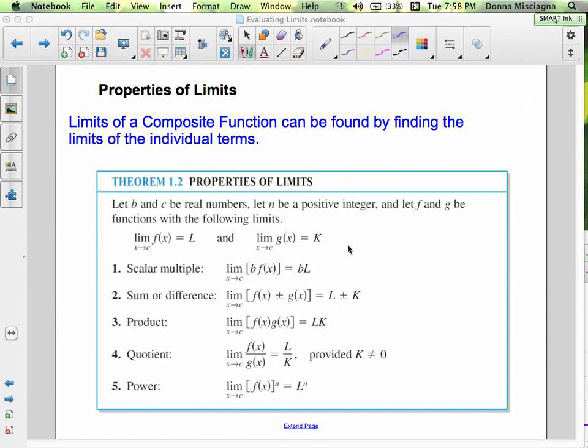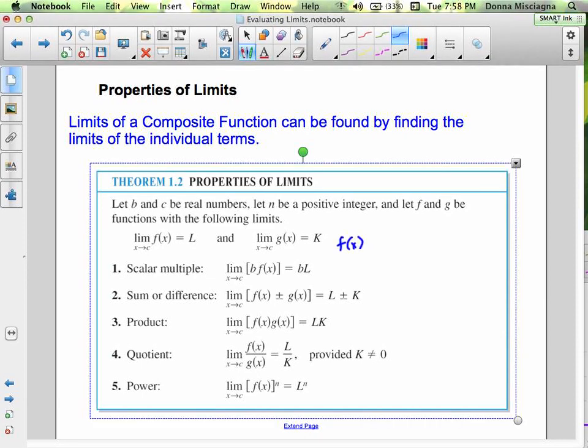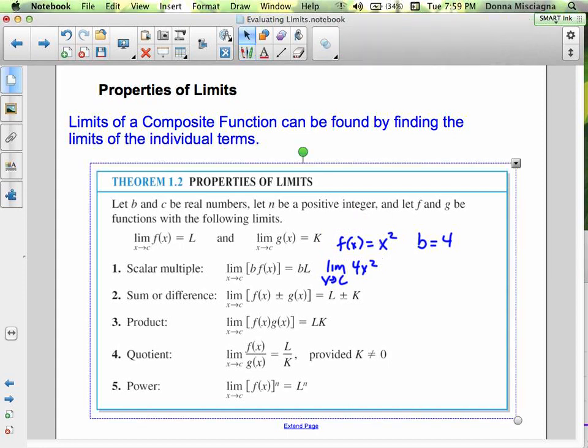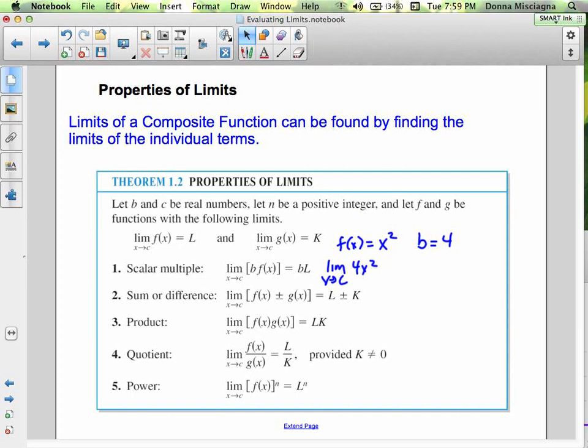So f of x is equal to x squared, and b was equal to 4. So the limit of 4x squared as x approaches any value we want, c. I'm going to get rid of that box. I really can't stand those boxes. I made another box. There we go. That would be the same as 4 times the limit of x squared as x approaches c. They'd be exactly the same.